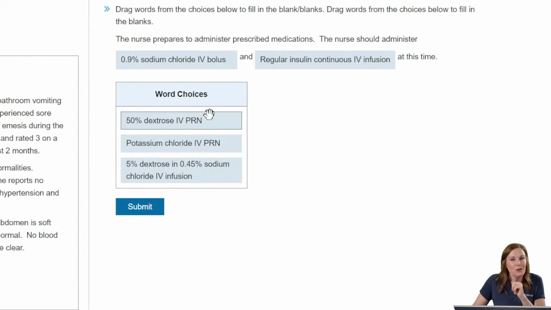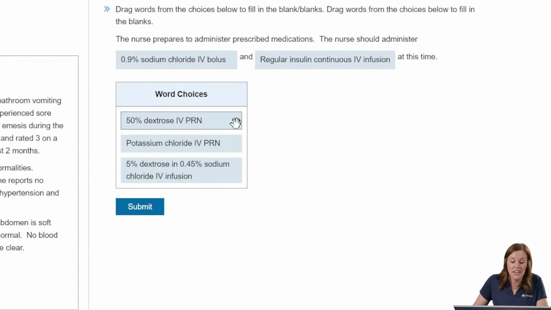So walking through our incorrect answers here, we definitely don't want to give our client more dextrose. Dextrose is like a sugar, so that's what we would give if our client was hypoglycemic, but in this case we're wildly hyperglycemic, so we don't want to make the problem worse.